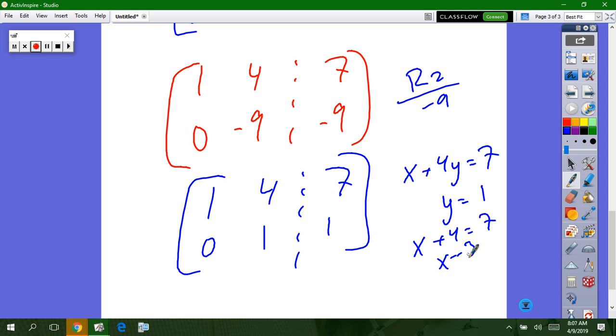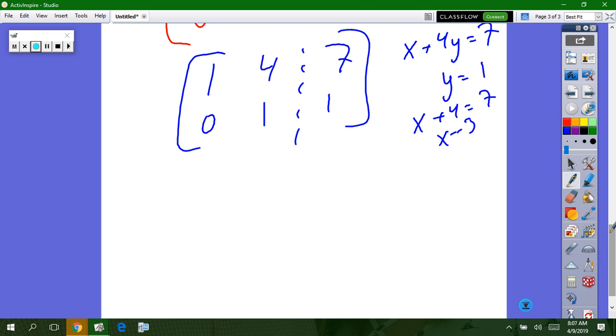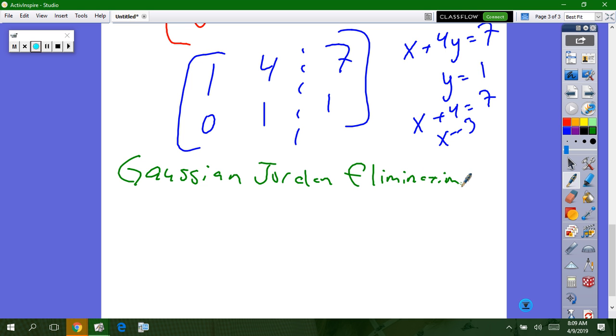This is what's called row echelon form. But I can go on to another step. There's another step called Gauss-Jordan elimination, which is called reduced row echelon form.